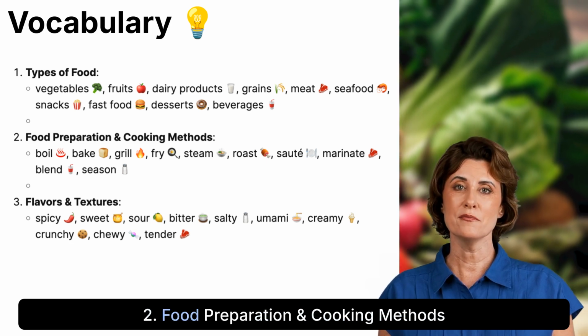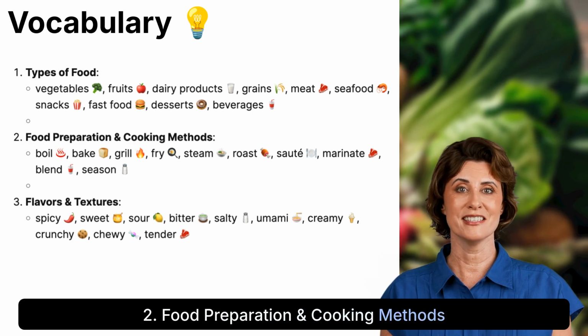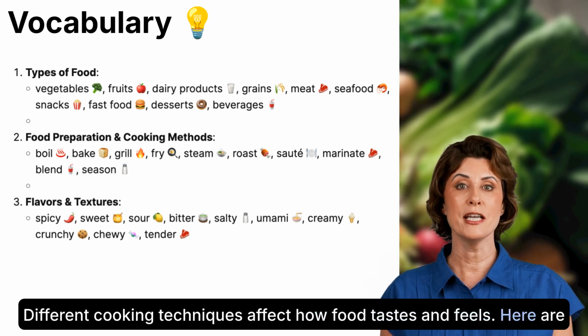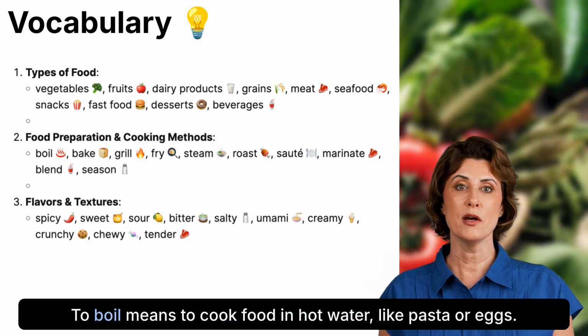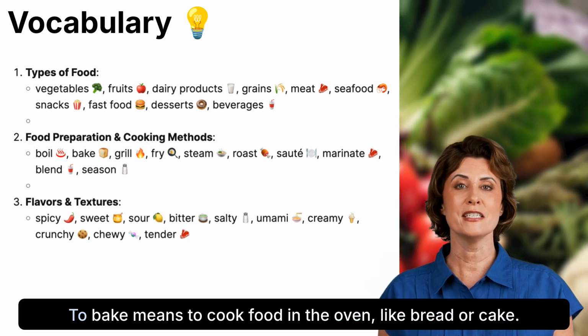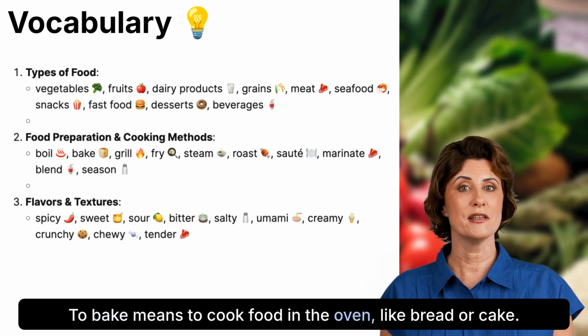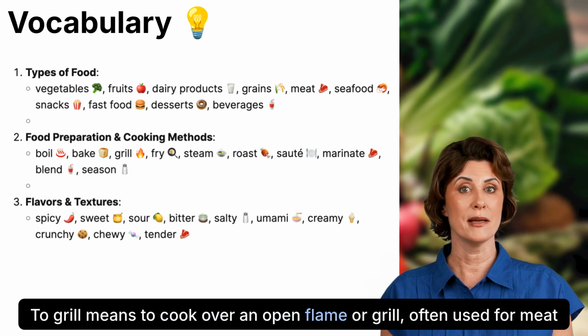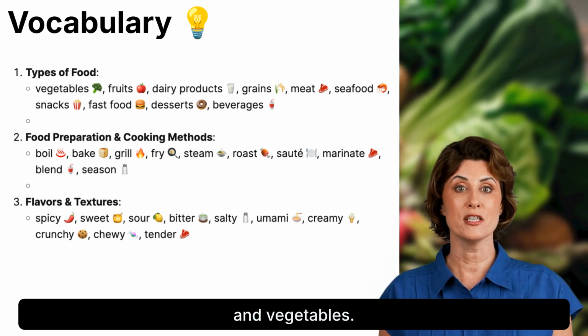2. Food preparation and cooking methods. Different cooking techniques affect how food tastes and feels. Here are some key methods. To boil means to cook food in hot water, like pasta or eggs. To bake means to cook food in the oven, like bread or cake. To grill means to cook over an open flame or grill, often used for meat and vegetables.